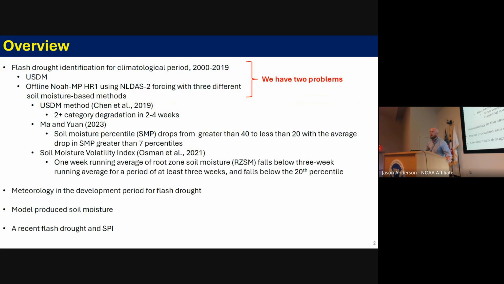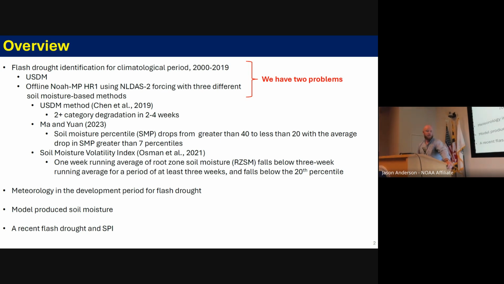So a little outline for what we're going to talk about. We're going to talk about flash drought identification for a climatological period, 2000 to 2019. We're going to use the USDM as our truth, as our gold standard, as someone called it yesterday. And we're going to use offline Noah-MP HR1 using NLDAS2 forcings with 3 different soil moisture-based methods to compare with the USDM. I'll come back to these methods in a second.